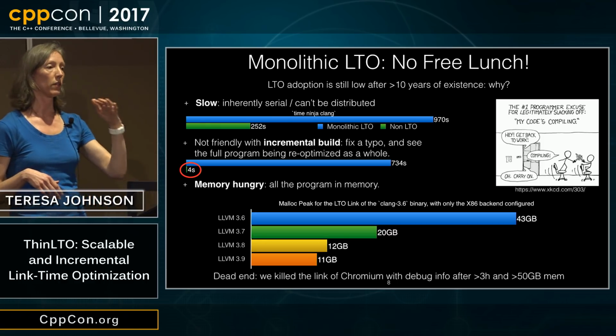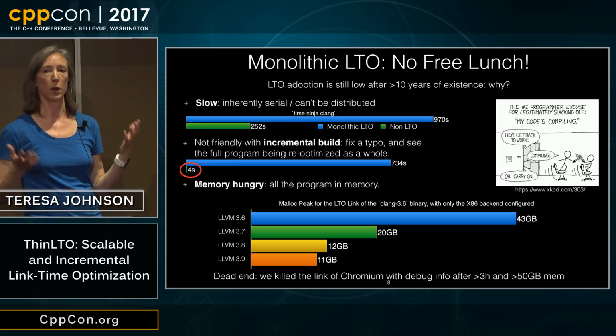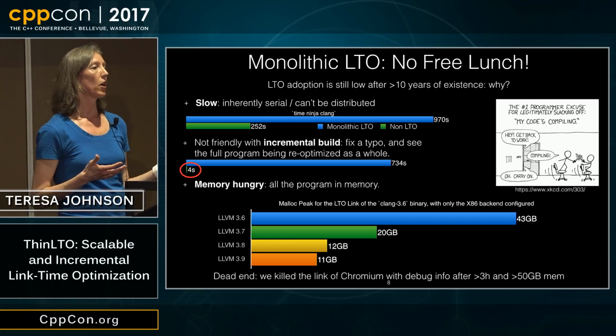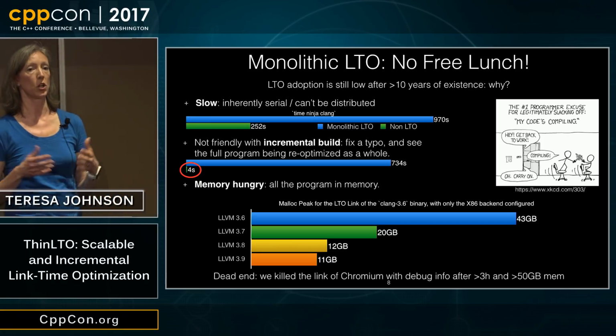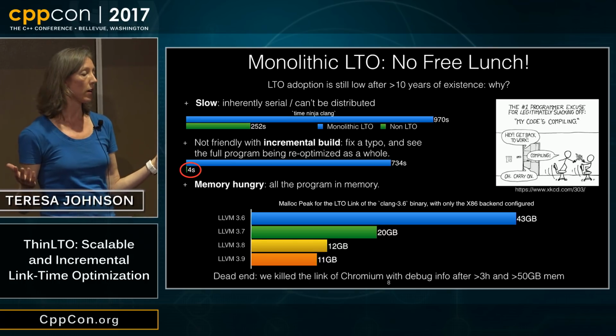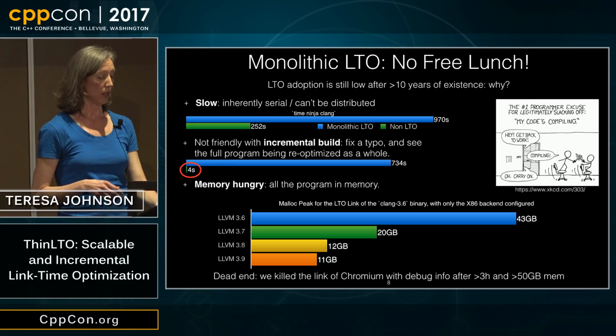But you can see that the rate of improvement has kind of fallen off, because after you deal with all the low-hanging fruit, you're still left with the fact that you have the entire program's IR in memory at once. And Clang is actually not really that large. If you look at the Chromium binary, particularly if you turn on debugging, that blows up the size of the IR even more. We couldn't compile it; we killed it off after 3 hours and 50 gigs of memory.